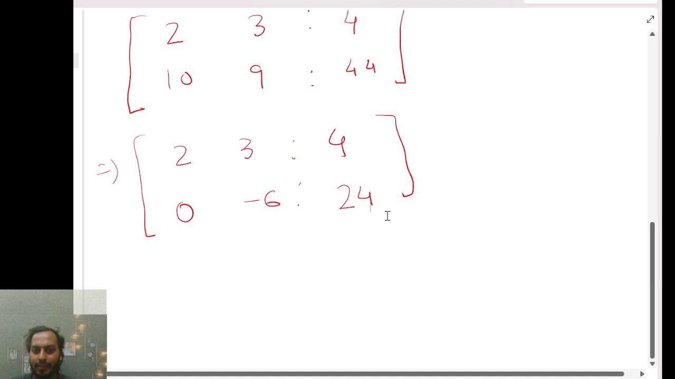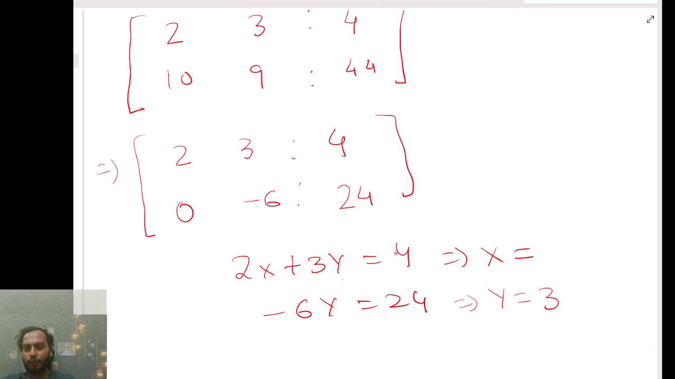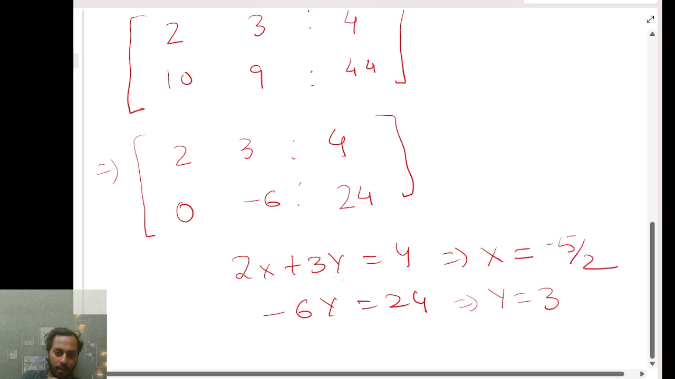Now what system does it represent? In terms of equations, it represents 2x plus 3y is 4 and minus 6y is 24. From this equation, you can directly tell me the value of y. The value of y would be 3. And if y is 3, what will x be? 3 times 3 is 9, and if you shift 9 to the other side, 4 minus 9 is minus 5. Can I say x would be minus 5 by 2? Please check my calculation. If everything is correct, x should be minus 5 by 2.